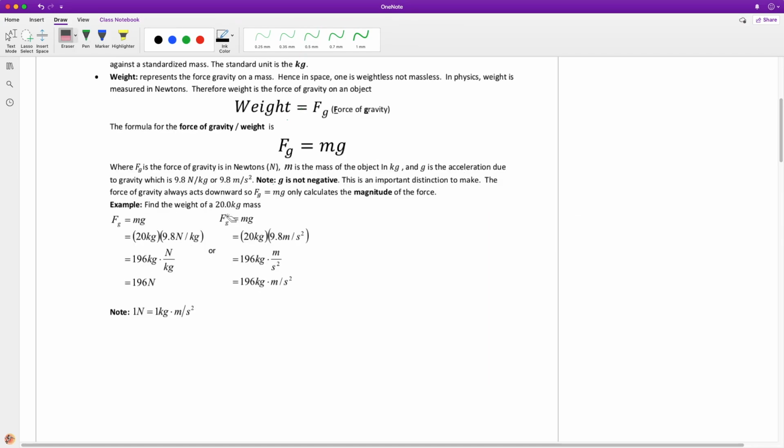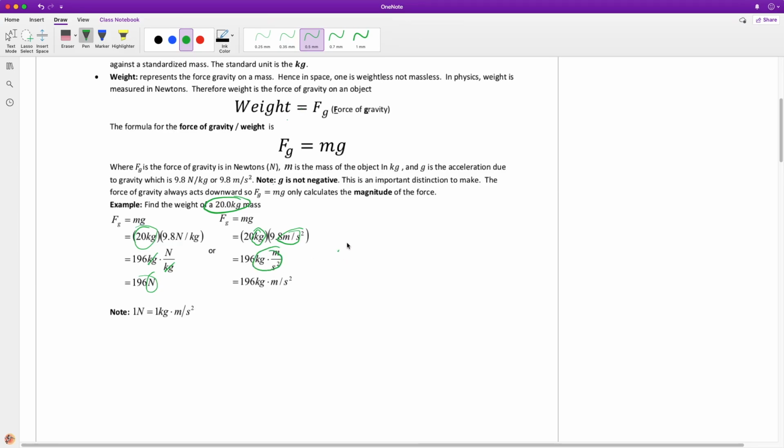Let's take a look at an example here. So we want to find the weight of a 20 kilogram mass, and it's very simple. We can just use the formula, m times g. All right, so the mass is 20 kilograms, and little g is defined as 9.8 newtons per kilogram, and then the kilograms cancel out, we're left with newtons. The other way to measure it is 20 kilograms times 9.8 meters per second squared, and then we get that kilogram meters per second squared.